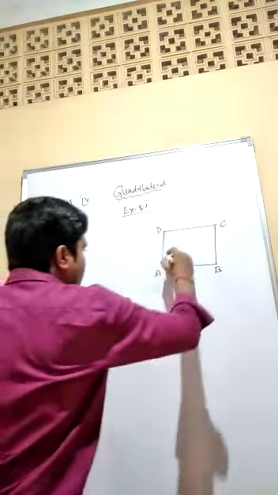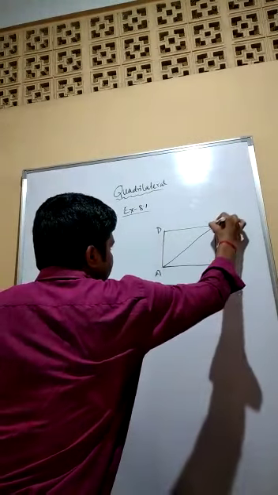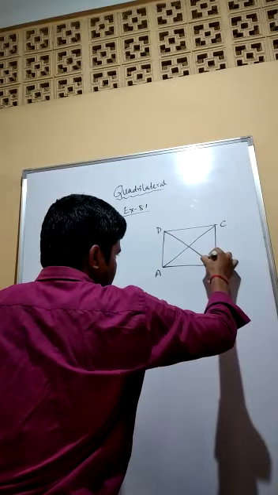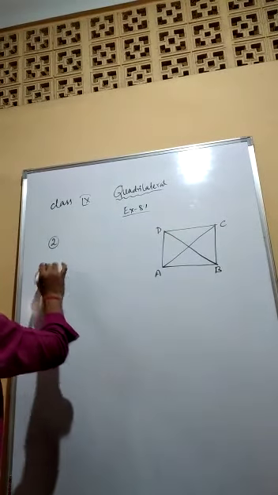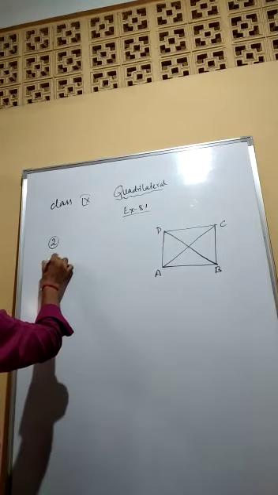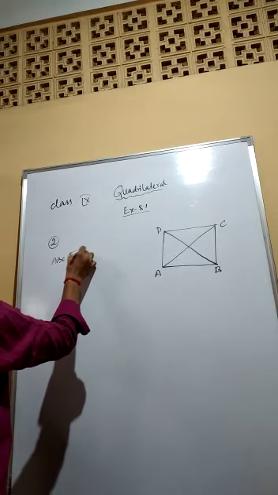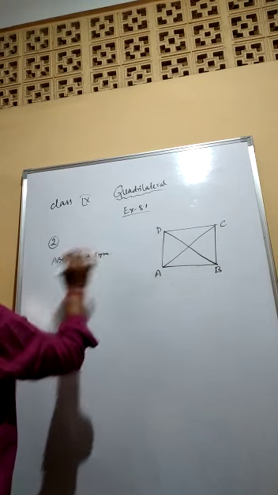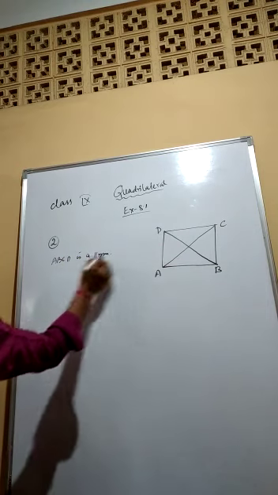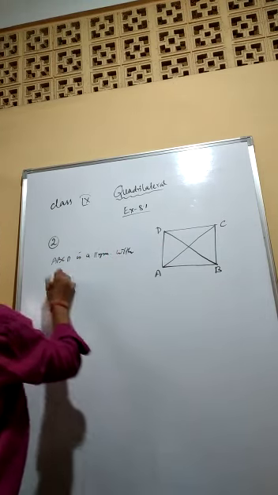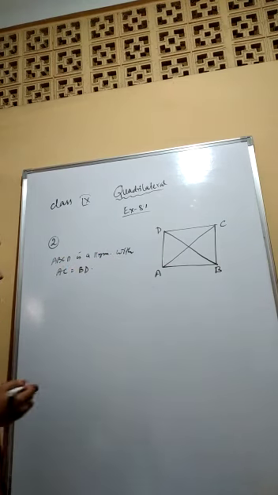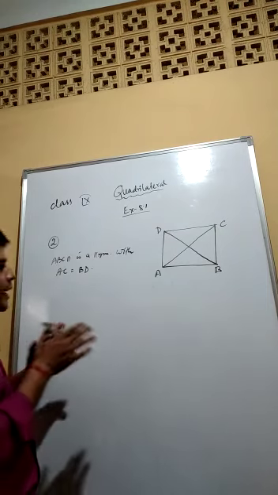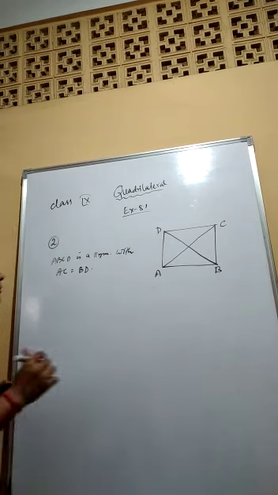This is a parallelogram having diagonals AC and BD equal. What is given? You can write that ABCD is a parallelogram with AC equal to BD. Their diagonals are equal. So we are going to prove that ABCD is a rectangle.